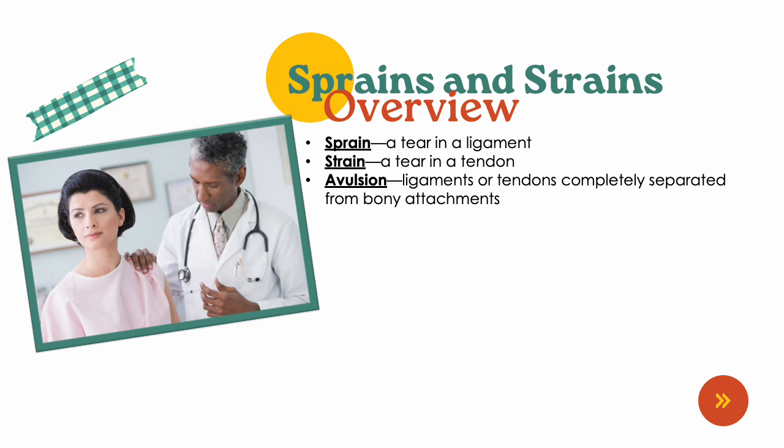We have sprains and strains. A sprain is a tear in a ligament, where a strain is a tear in a tendon. So the way I remember that is strain is with a tendon T, sprain is the other one with the ligament. And then you have avulsions, where you have ligaments or tendons that are completely separated from their bony attachments.